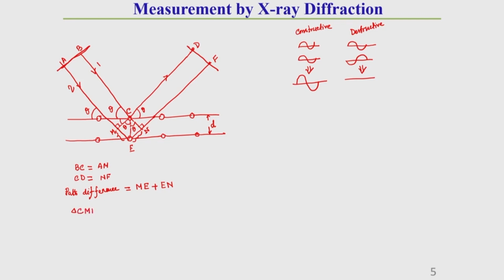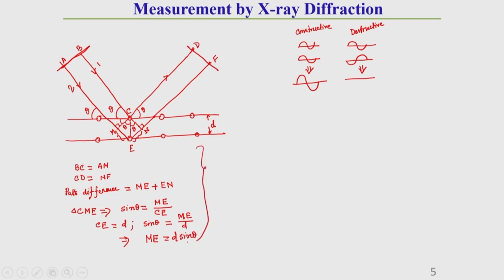triangle CME we can get that sin theta will be equal to ME divided by CE. You know this CE is equal to the D spacing, correct. So once we know CE equals the D spacing, then sin theta will be ME by D, this we can get. So from here we can get ME is equal to D sin theta, correct.